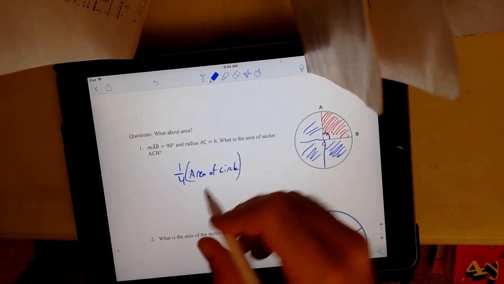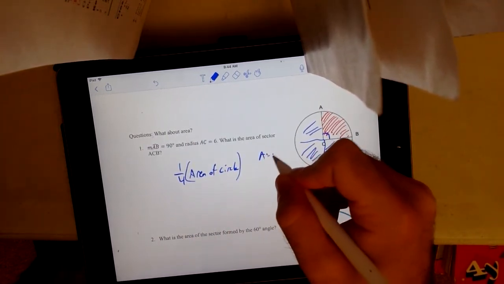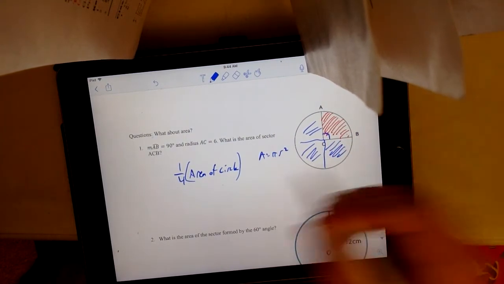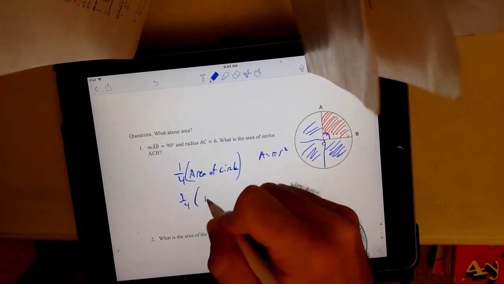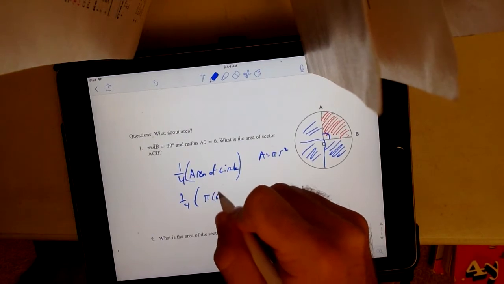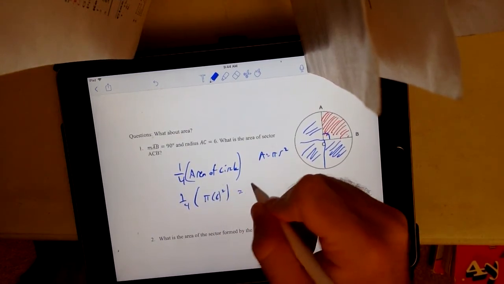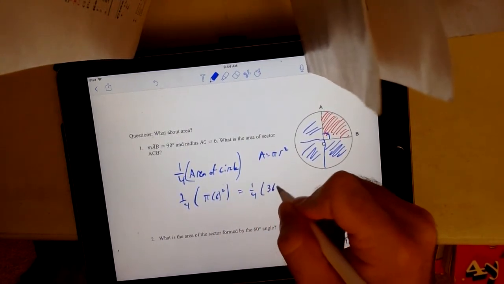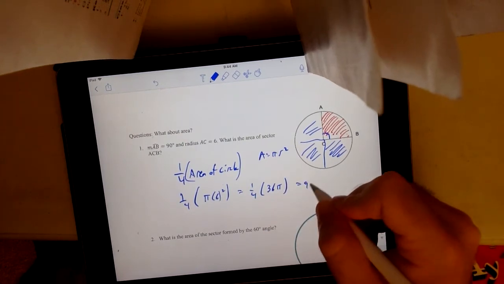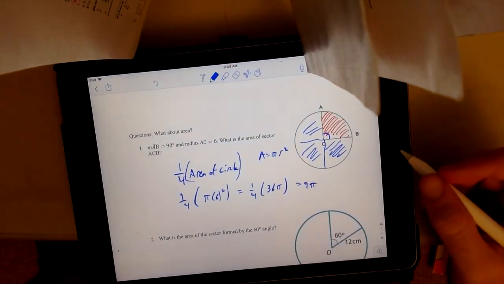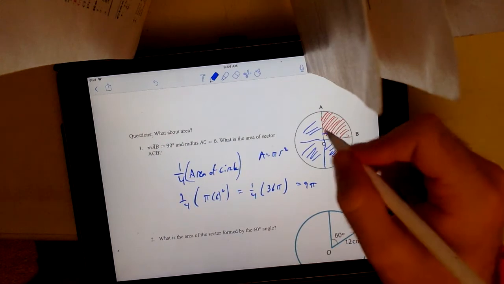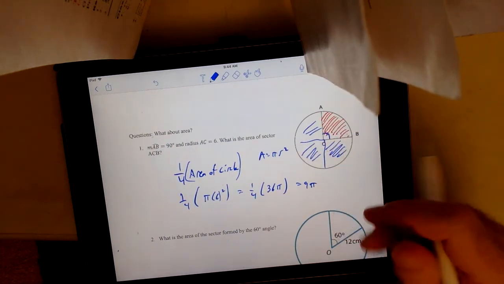The area of the circle, we need to review that formula, is pi r squared. So we have 1/4 of pi times the radius, 6, squared. So 1/4 of 36 pi is 9 pi. So this is 9 pi. They're each 9 pi. Each quarter is 9 pi, for a total of 36 pi.